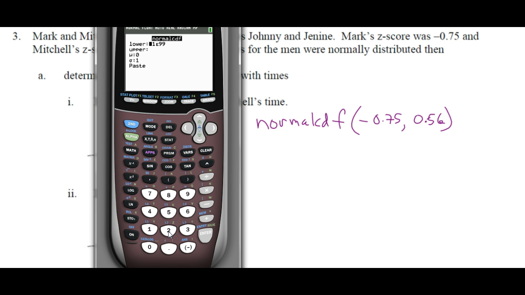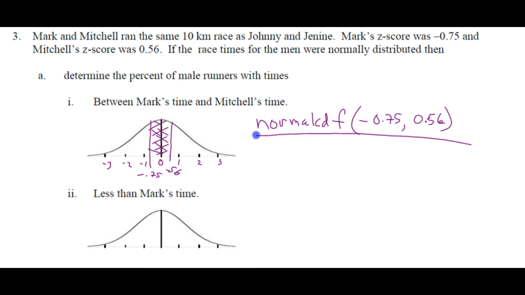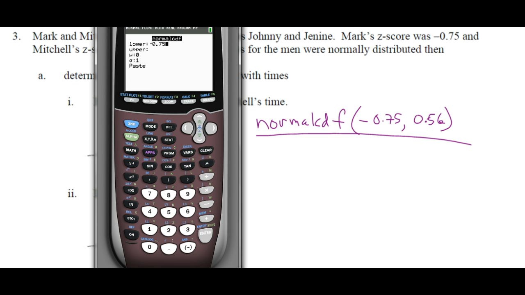So here's what you do. If you see this, our lower is negative 0.75 and our upper is 0.56. If you just see normal CDF in a bracket, put in negative 0.75. So either you see this, like on your calculator with the 83, this is exactly what you want to enter. Negative 0.75, comma 0.56, close parentheses.